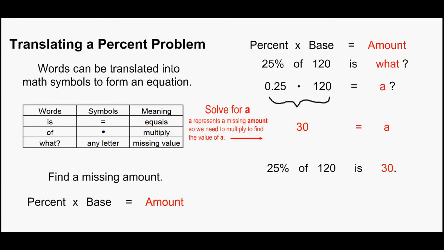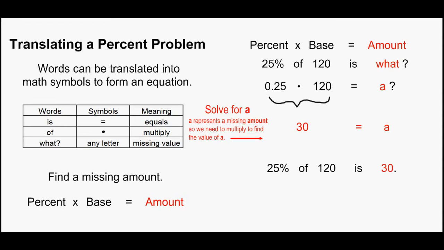Is translates into equals. We use the equal sign. Of translates into multiplication. We use a dot to represent multiply. What is the missing value? We can use any letter as a variable to represent the missing value. Translating will look very similar to what you solved using the percent equation.